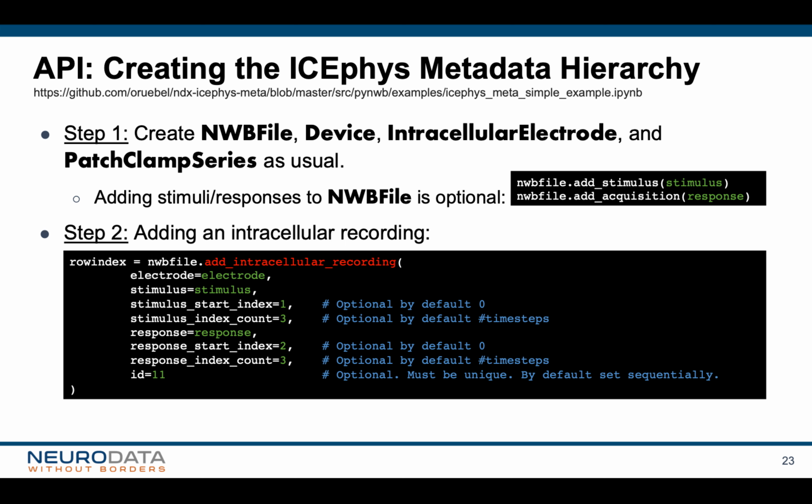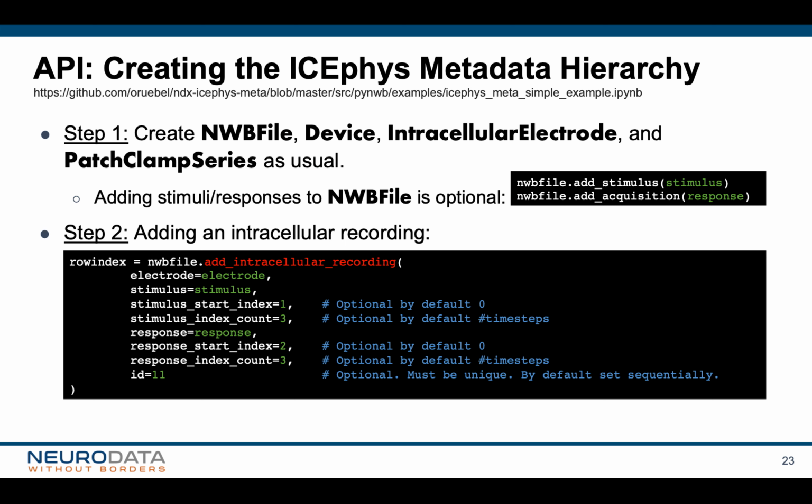So as we add rows to the intracellular recordings table, we use a custom add intracellular recording function on the NWB file. The function will also automatically add the stimulus and response series to the NWB file if they're not already added to it. And so for intracellular recording, we need to define the electrode, the stimulus, and then optionally the start index and count index for the stimulus, as well as the response and the corresponding start index and count for it.